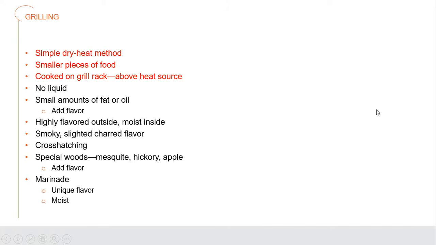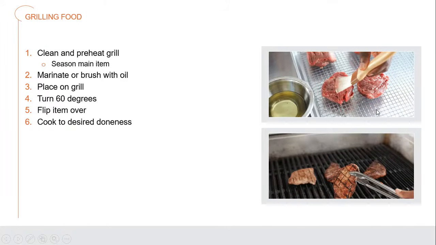You would have a highly flavored outside when you're grilling things because it's getting that slightly smoky, charred flavor. With a moist inside is preferable. If not, then you've probably overcooked it. You want to create some cross-hatching. I've got a photograph in a moment that I can show you of exactly what that is. But you can also use some special woods like mesquite, hickory, apple, that add certain types of smoky flavors. And you also possibly want to use some marinades to maintain the moisture in the food you're cooking and to add some unique different flavors to it as well.